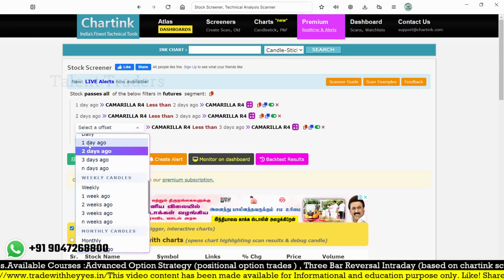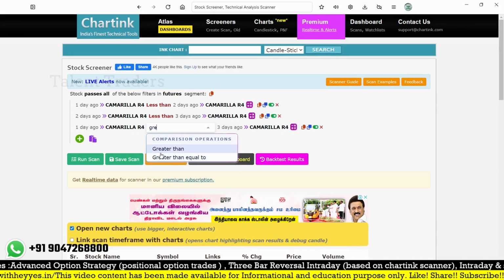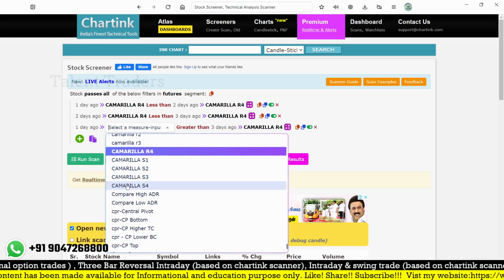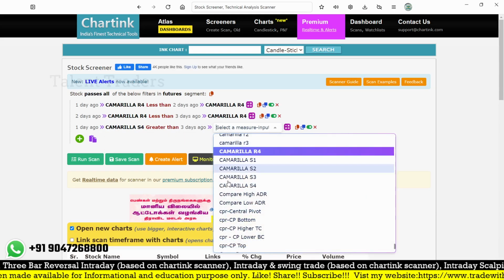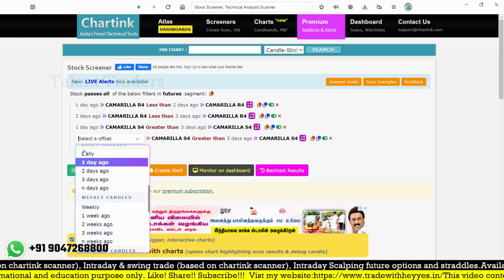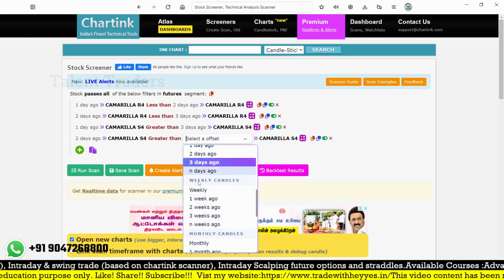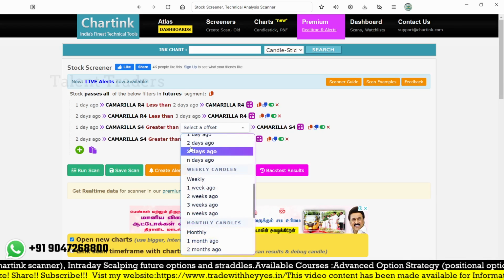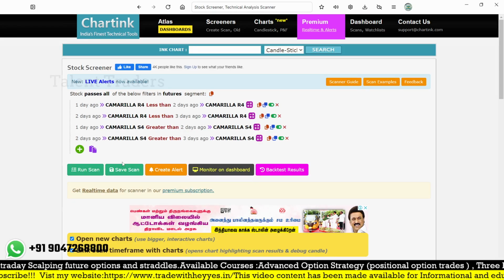It's already created a scanner that may be very easy to do. Okay, so here support Camarilla S4. In this case also a Camarilla S4. Again I copied it for 2 days ago and 3 days ago. Here 1 day, 2 days ago. It should be okay, so I'm running the scan.